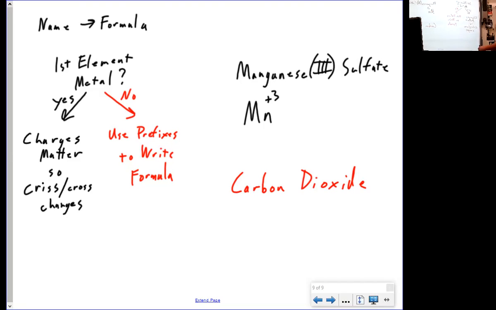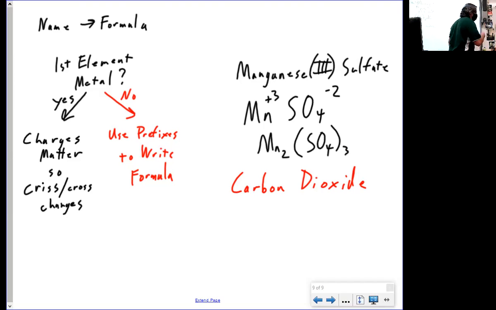Make sure that you don't confuse it with sulfide, which is just plain S with a -2 charge, or sulfite, which is SO3 with a -2 charge. So be very careful there. One letter difference makes a difference. Then you just have to crisscross. Take these numbers, crisscross them across. How many manganeses are we about to have? 2. And then you put SO4 in parentheses. How many SO4s are we going to have? 3. SO4, 3.